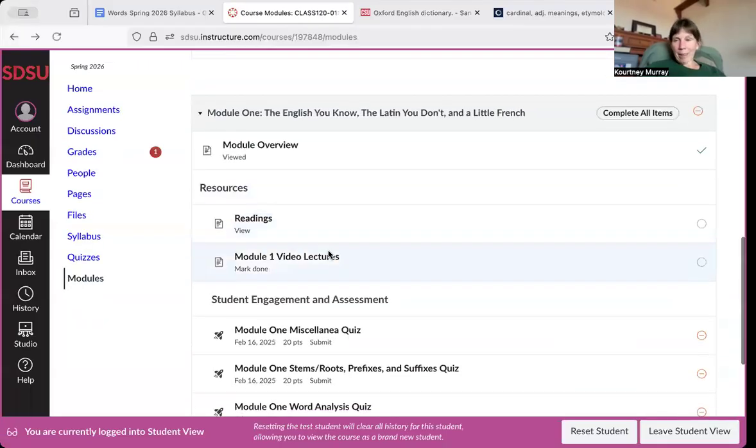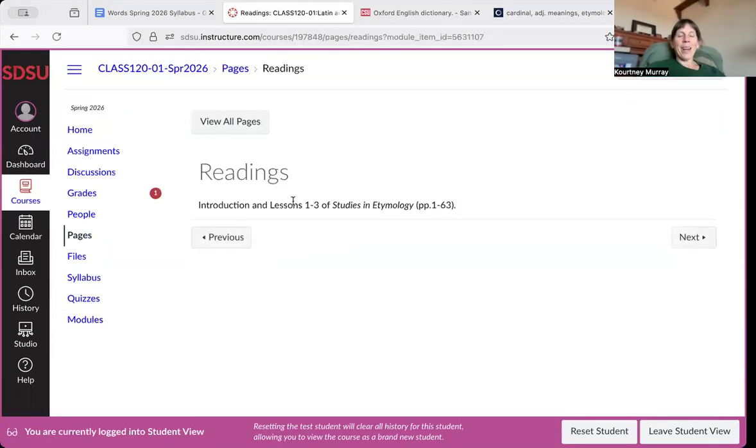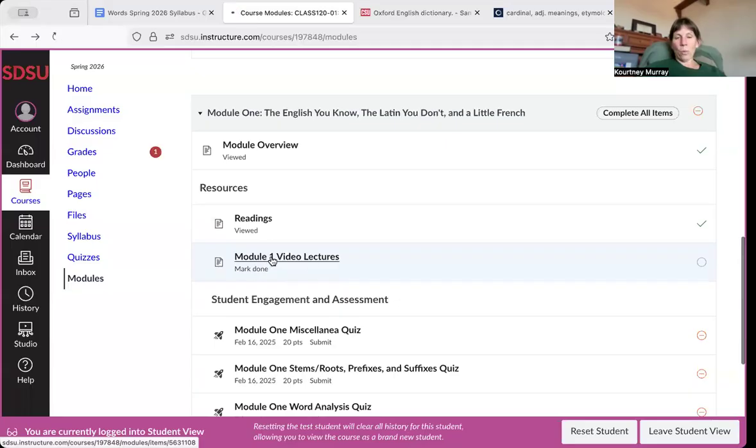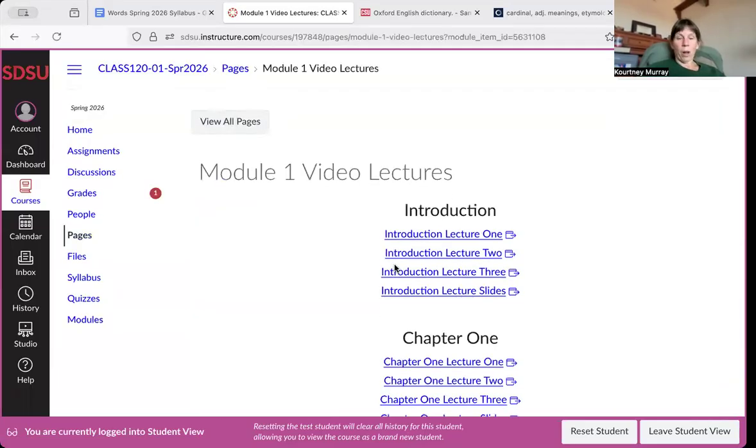And you can just read that, nothing too crazy. The most important stuff, of course, is the readings. So pretty simple for this course. We're just going through the textbook in order. So for module one, we're reading the introduction and lessons 1 through 3. And then each of the video lectures will correspond to those topics.